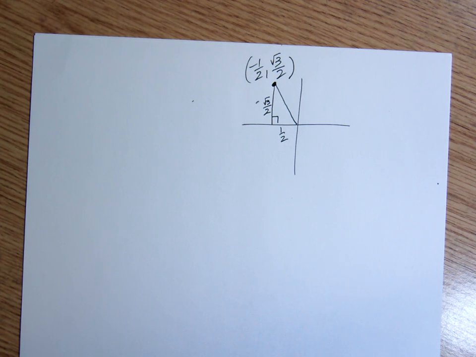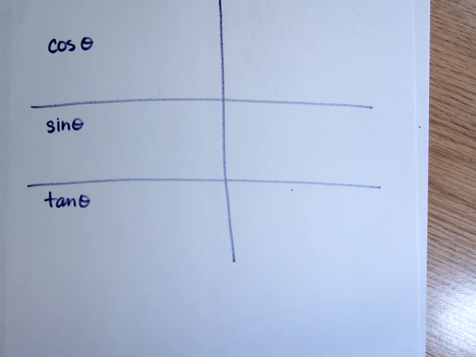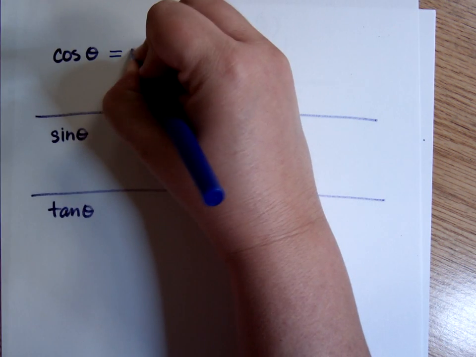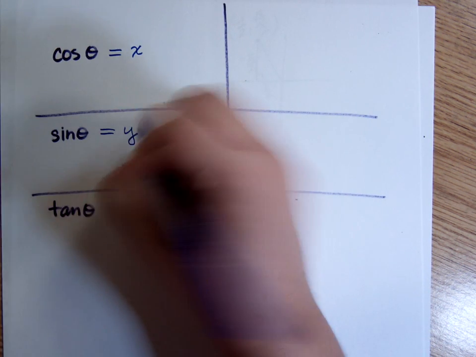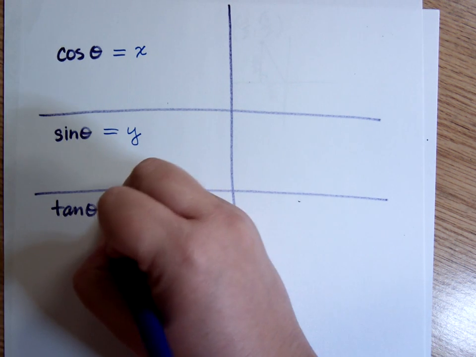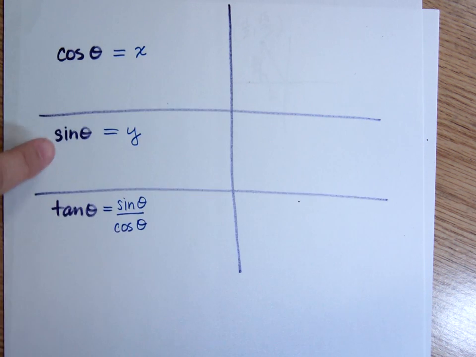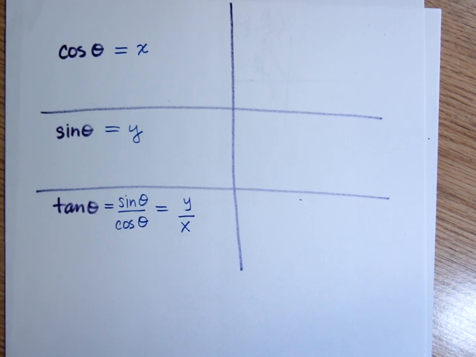Now, in order to figure out what the actual value is, the first thing you have to know is how the functions and their cofunctions relate to the unit circle values. On the unit circle, the cosine is the x value of each point. The sine is the y value of each point. Tangent is sine over cosine, so it's y over x.